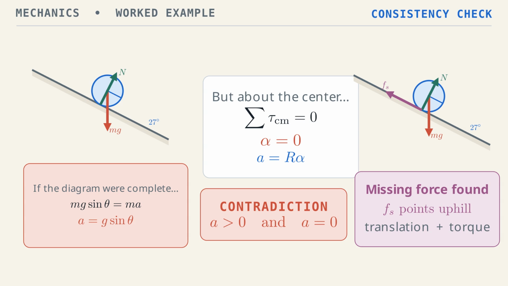The diagram is missing a force. Static friction at the contact point, directed uphill. It reduces the net force downhill and supplies the torque that makes the marble rotate.